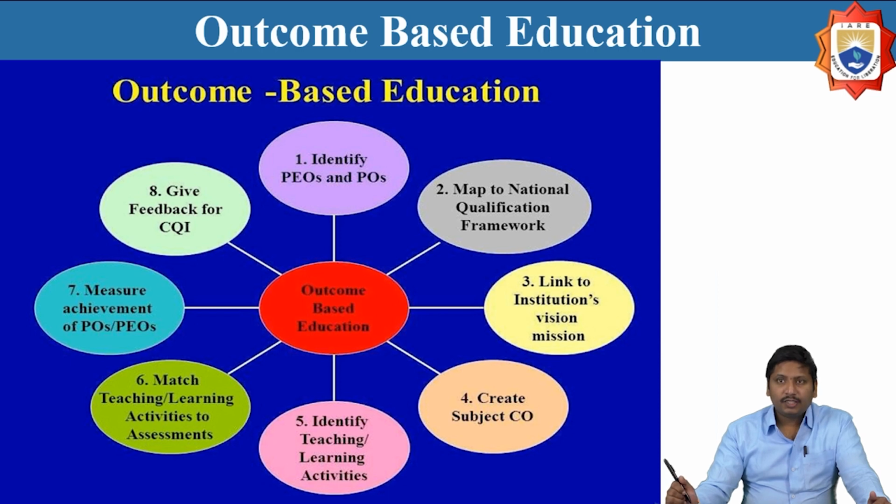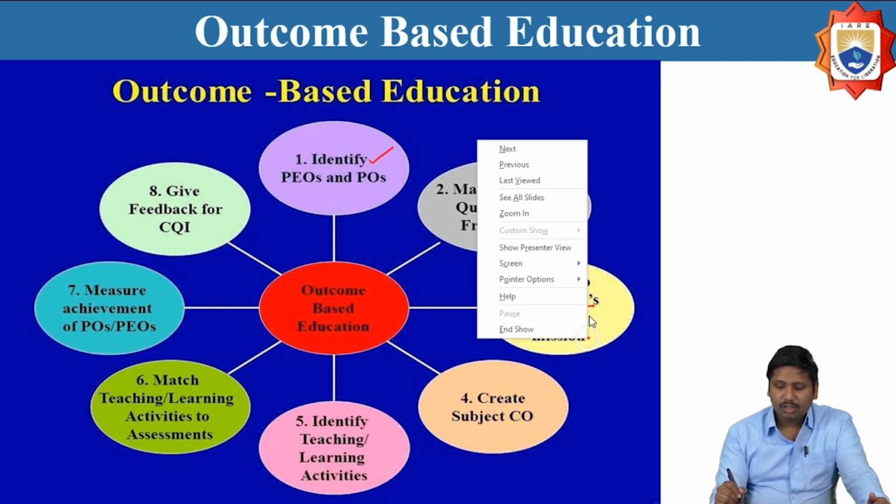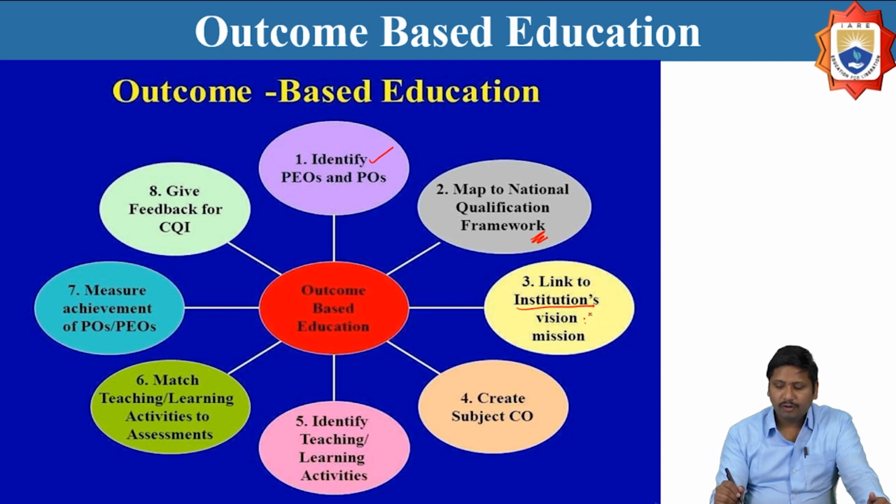So, what are the various steps that are going to be performed in outcome-based education? The very first thing is to identify the PEOs and POs, that is, the program educational outcomes and program outcomes, and map them to the qualification framework. The third thing is to link them to the institution's vision and mission. The institution's vision and mission should be defined by the institution.